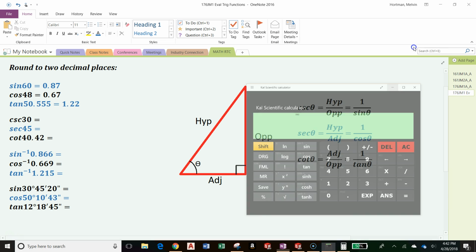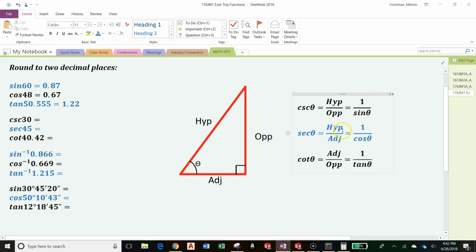So we have to use our knowledge of these functions being reciprocals of the normal trig functions, which do appear on our calculator. We have to use that knowledge to evaluate these expressions. So let's move on with the examples.